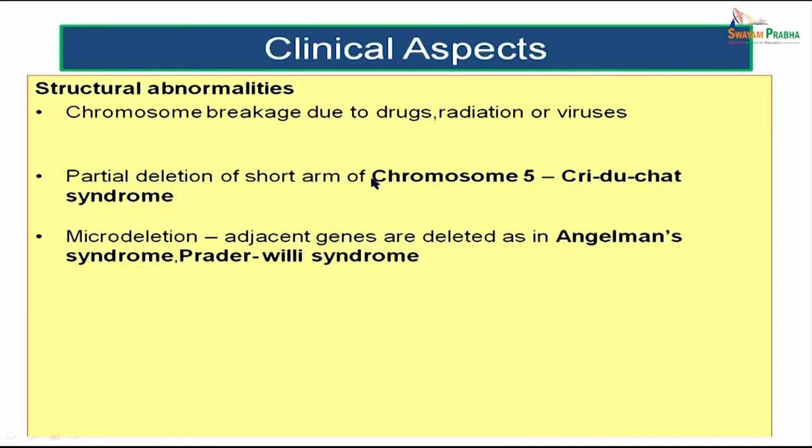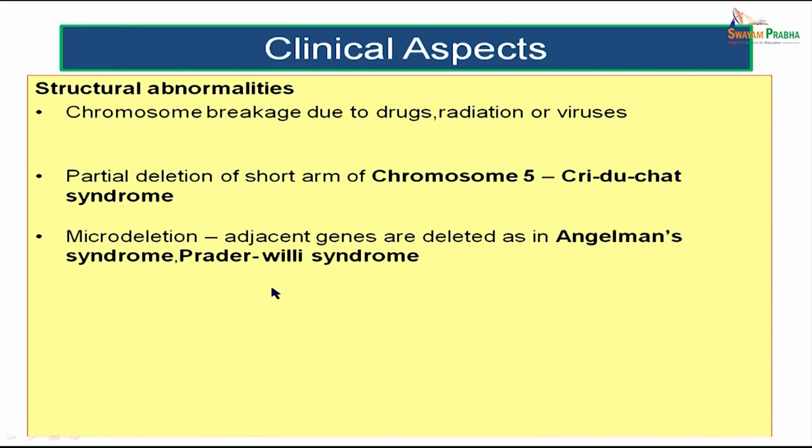These are the numerical abnormalities, and the structural abnormalities will be the breakage of the chromosomes due to external factors like drugs, radiations or viruses. So, what will happen? There will be a deletion of a part of the chromosome. One example for that is, if there is a partial deletion of the short arm of chromosome 5, that is known as Cri-du-chat syndrome, the cat-like cry. Have you heard about the cat-like cry? That condition is known as Cri-du-chat syndrome, and that is usually due to a partial deletion of the short arm of chromosome 5.